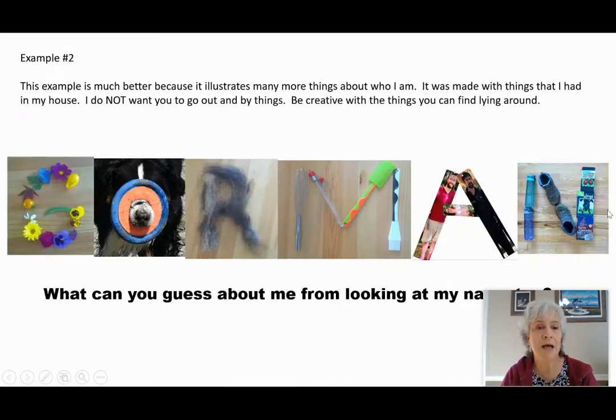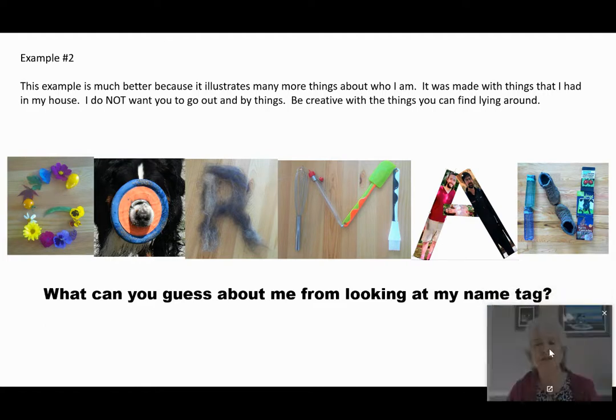So let me do a better name tag. So this name tag illustrates many more things about me than just that I like to garden. So I don't want you to go out and buy things. So I made this name tag with all things I found lying around my house. So the G is made of flowers again because I love to garden. So from looking at the name, can you tell other things about me? You got any guesses before I explain myself? I'll give you a moment.